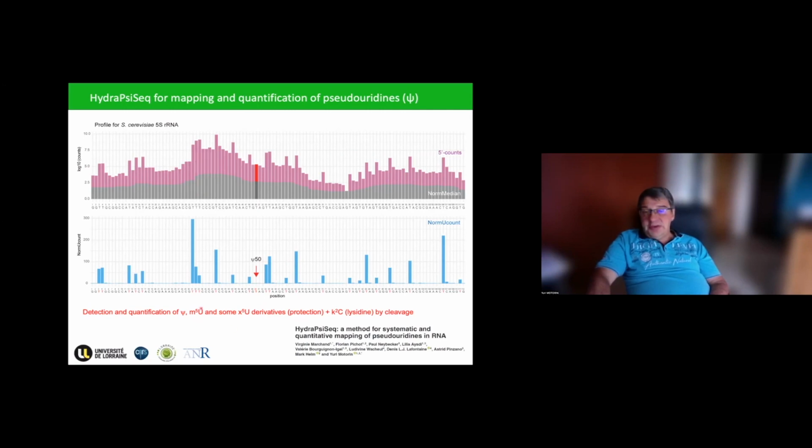We also found that the same chemistry can detect m5U, because m5U, also ribothymidine, is also resistant, and some other derivatives of modified U at position 5. So those are protected, and lysidine, so k2C in tRNA, is very efficiently cleaved. This also allows detection and quantification for this reason.